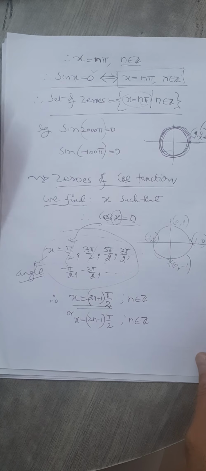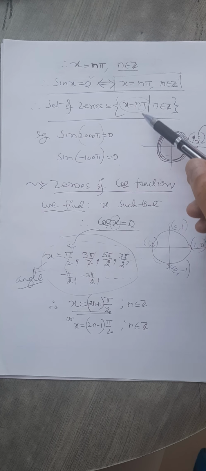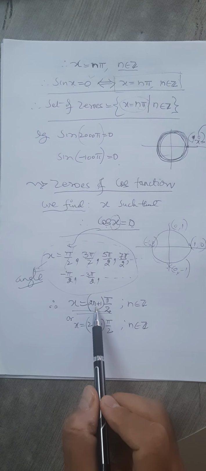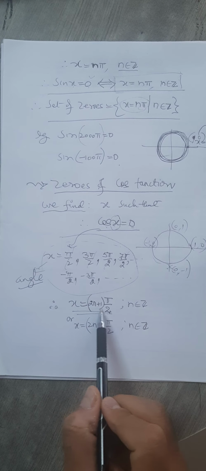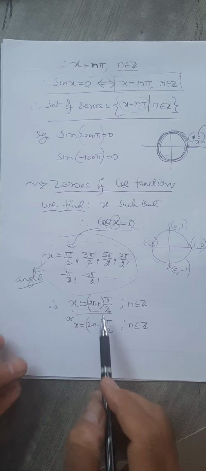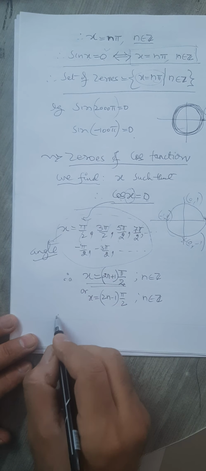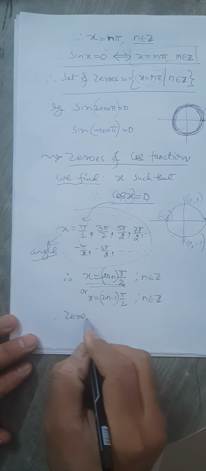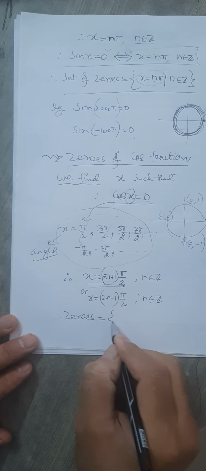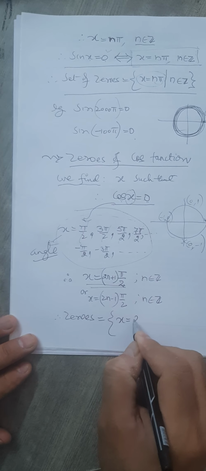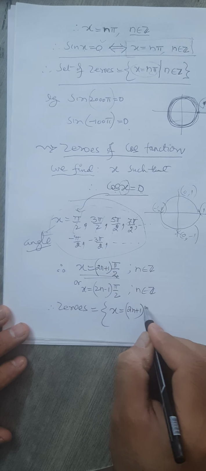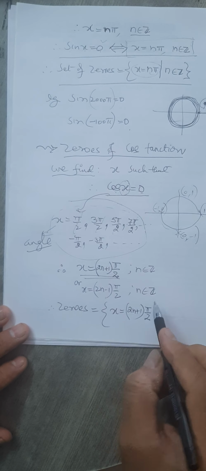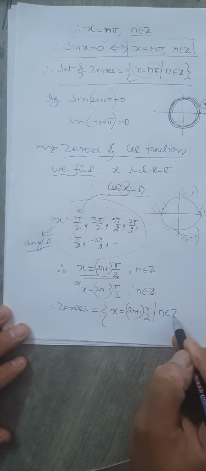What was the set of zeros for the sine function? It was n pi. What are the zeros of the cosine function? (2n plus 1) pi by 2. That is an odd multiple of pi by 2. Remember, this is called an odd multiple. So the zeros of the cos function equal (2n plus 1) pi by 2. Both of these can be used freely, both have the same meaning, such that n belongs to Z.